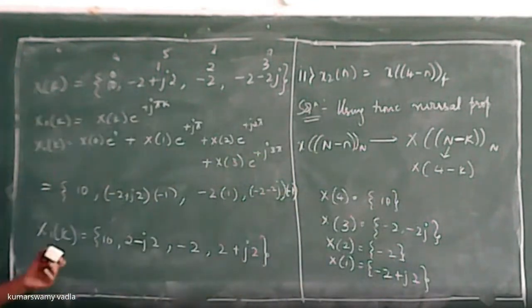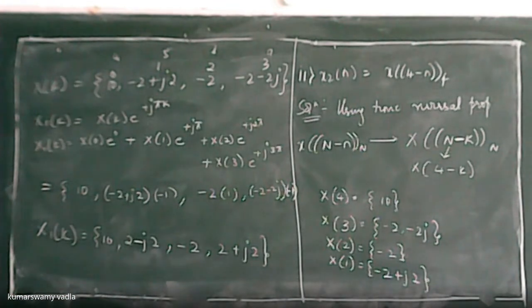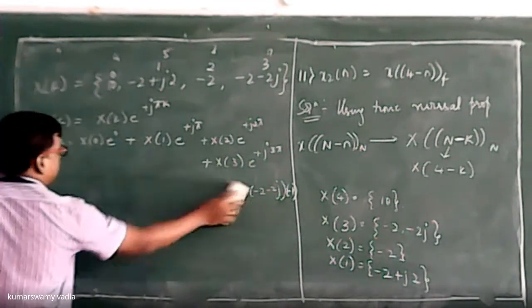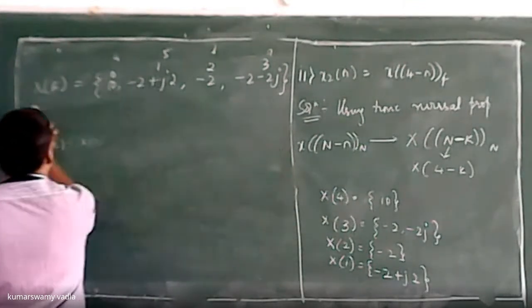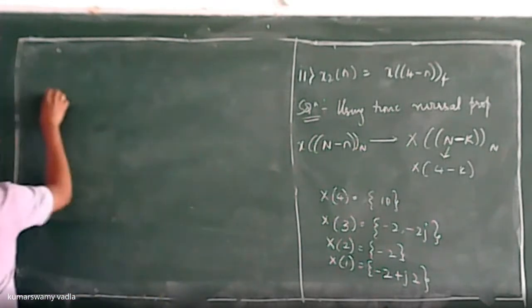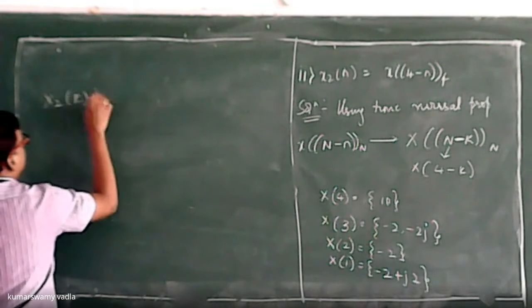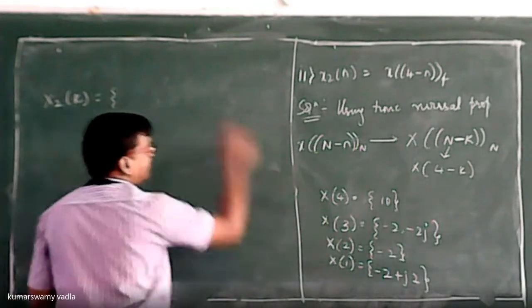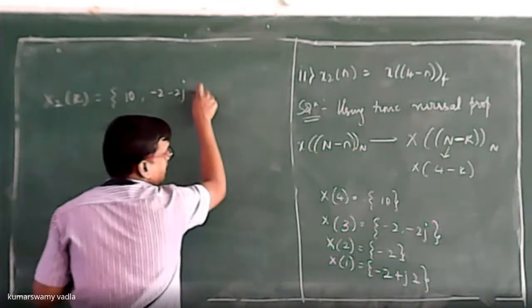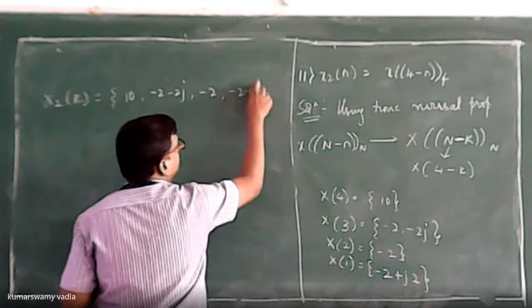Next line, therefore, capital X of k is equal to 10, minus 2 minus 2j. Therefore, capital X2 of k, you can write down the values which you got. That is 10, minus 2 minus 2j, minus 2, minus 2 plus 2j.